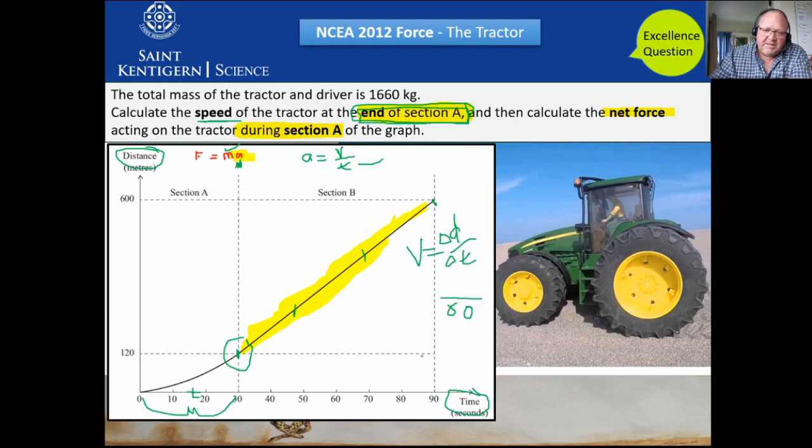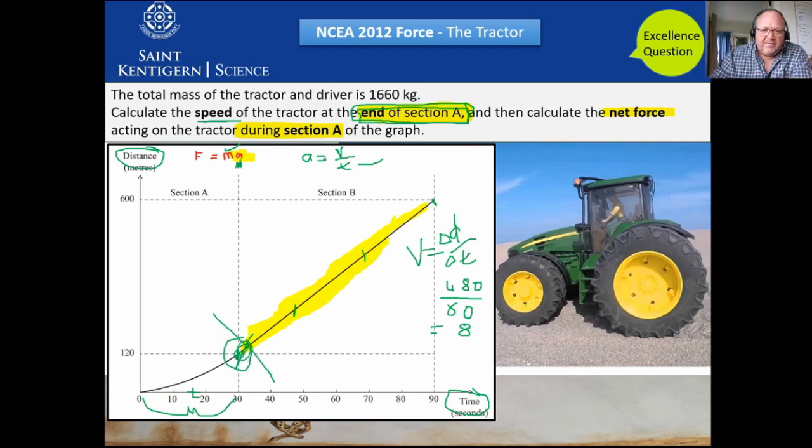and above the line is going to be 120 is the initial distance. The final distance is 600. So 600 minus 120, 600 take away 120 is 480. Okay, 480 divided by 60 gives us 8. So now we have the velocity at that moment in time right there.